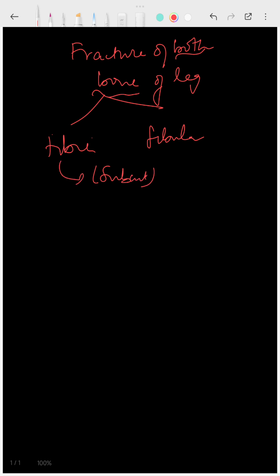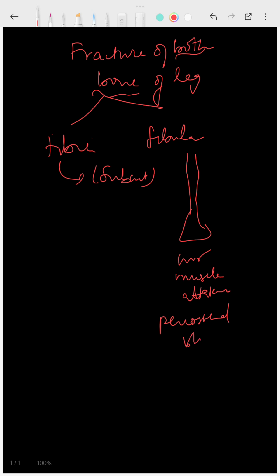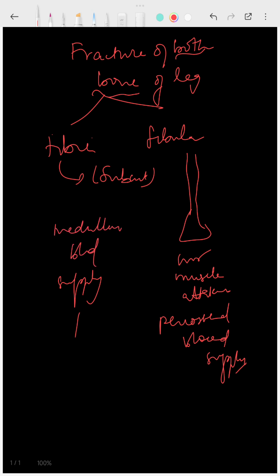Basically, tibia is your subcutaneous bone. Relative to tibia, fibula is very small in size, but it has more muscle attachment. So here, periosteal blood supply is more, but in tibia, medullary blood supply is more. These two are joined by a hinge joint.